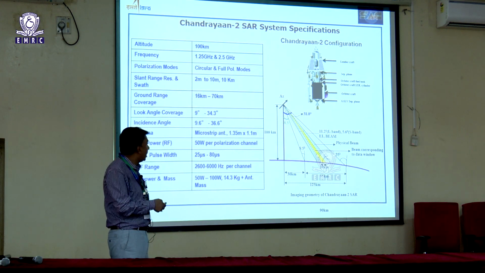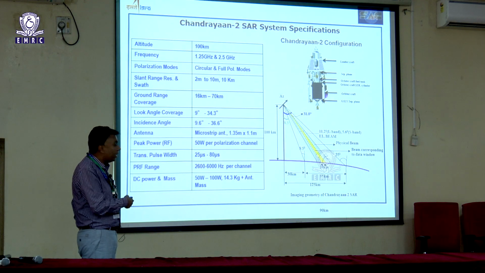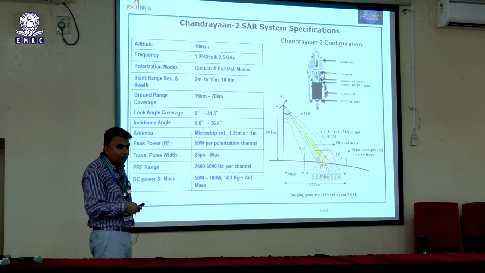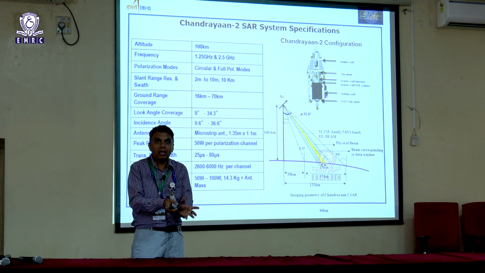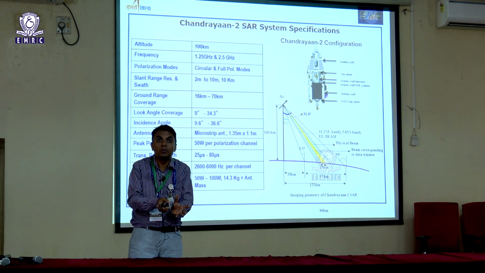And if you see the SAR specification, why is dual band required? Because sometimes imaging in L band alone will not give you good pictures. If you have dual band frequencies for SAR, the data processing and data visualization will be more accurate.